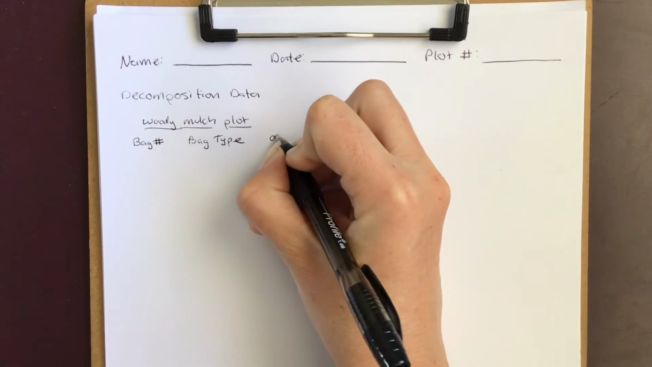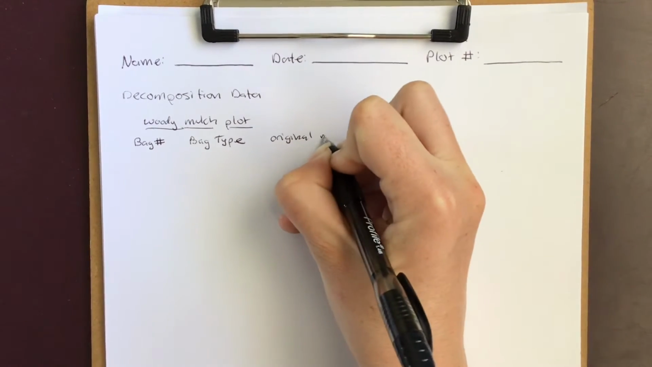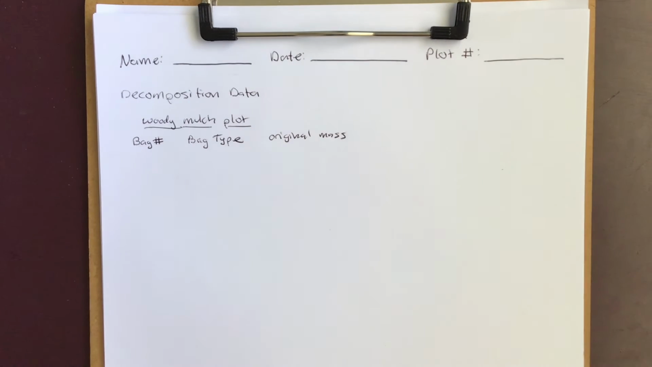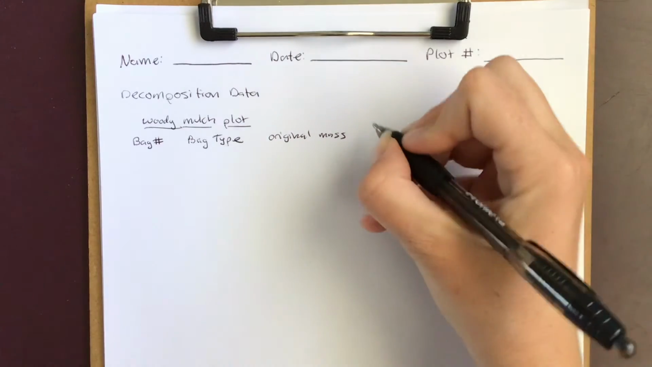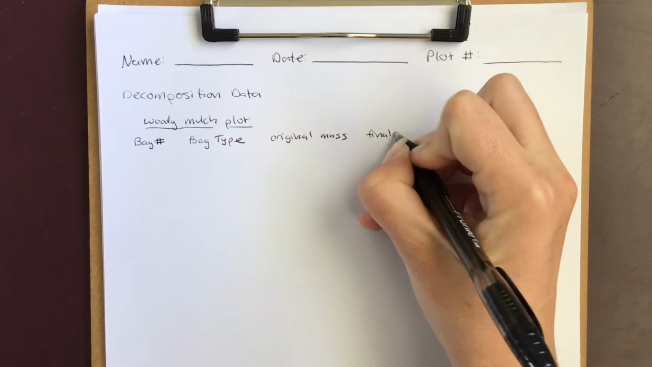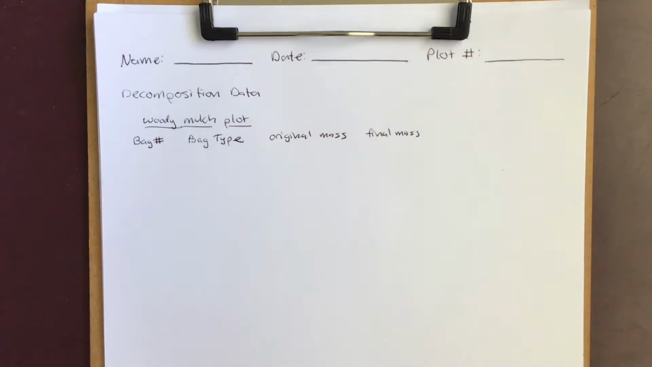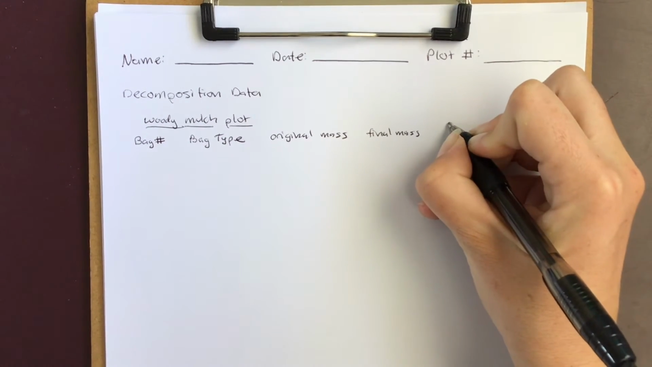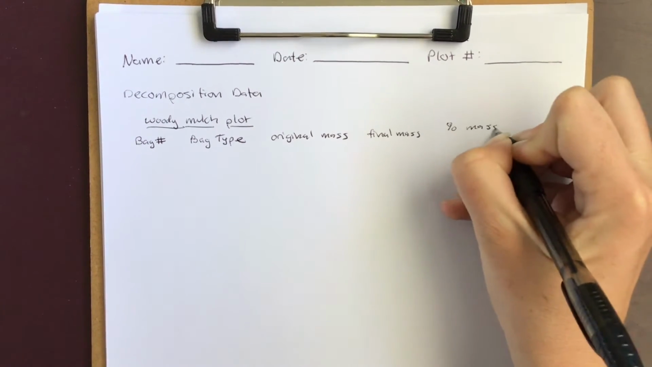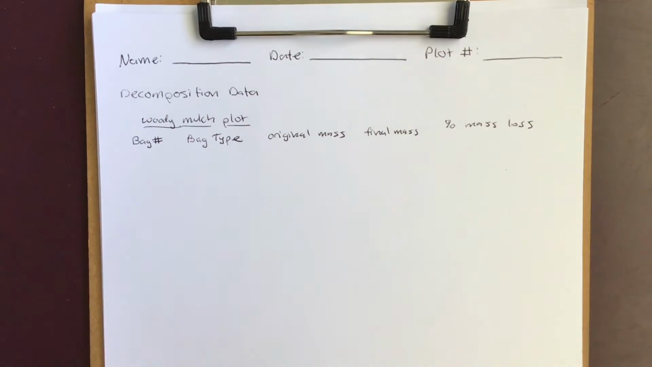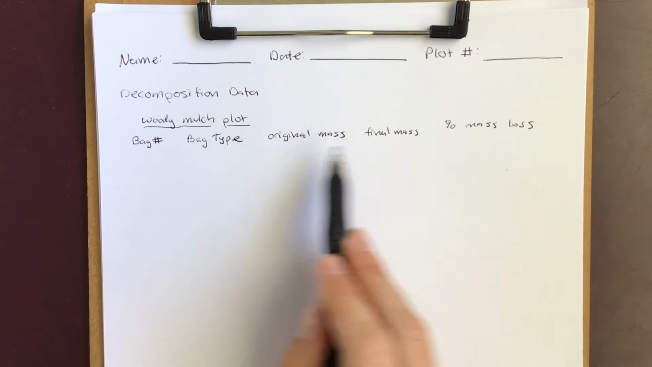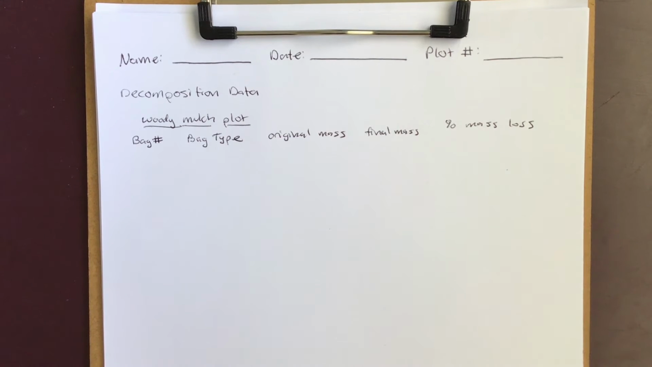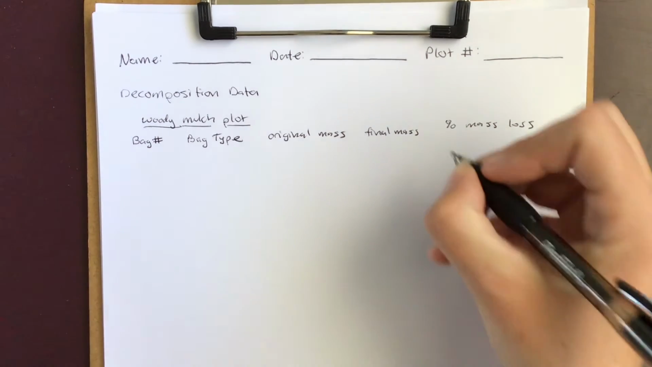The original mass, this is the mass of the bags when Kendra first made them in the lab, so we'll give you that data. The final mass, and then the percent mass loss. And this is something that you'll calculate using these 2 numbers to figure out what percentage of that original mass has been decomposed. And we can write the equation on our data sheet here so we have it for reference when we're doing our math.